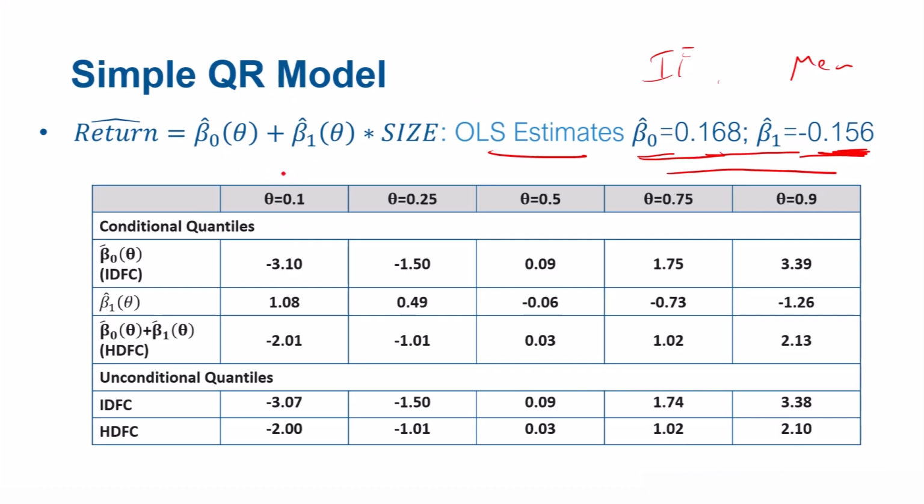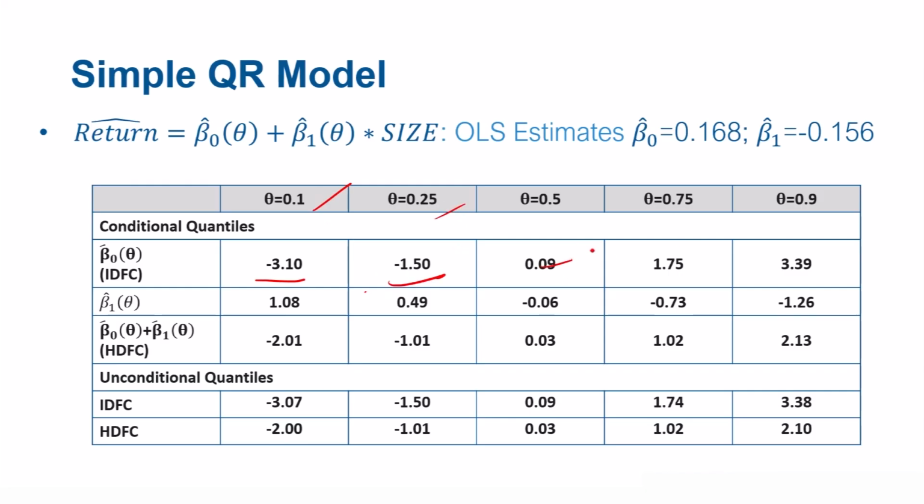What about the conditional quantile? We run these regressions for the 10th, 25th, 50th, which is the median, 75th, which is the third quantile, and 90th percentile. You can call them Q1, Q2, Q3. You can see these beta naughts represent the corresponding quantile values for IDFC. For example, minus 3.1% at the 10th percentile, minus 1.5% at the 25th, the median is 0.9%, and the 90th percentile is 3.39%.